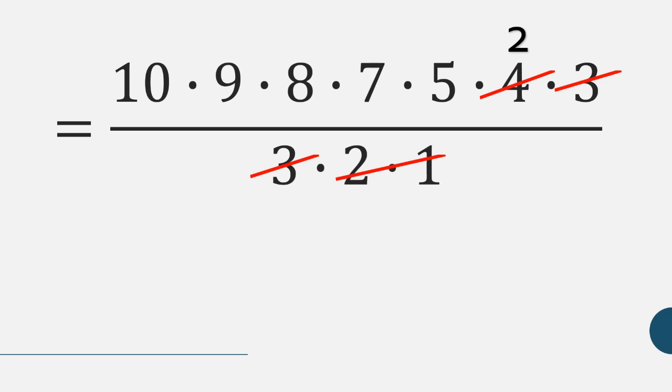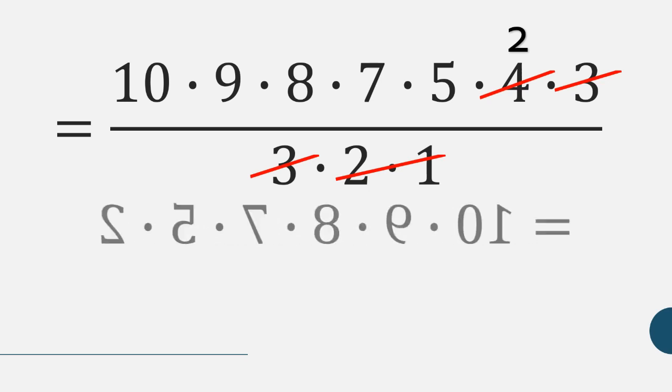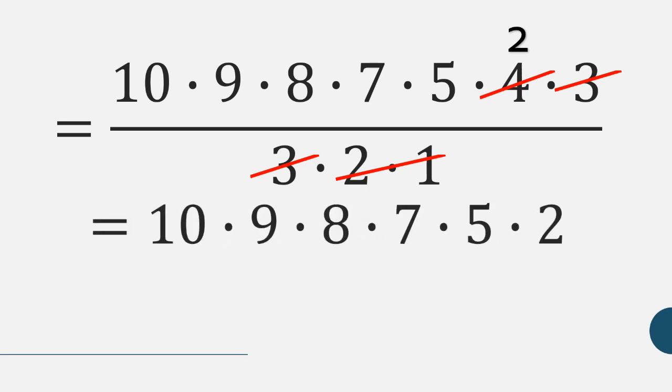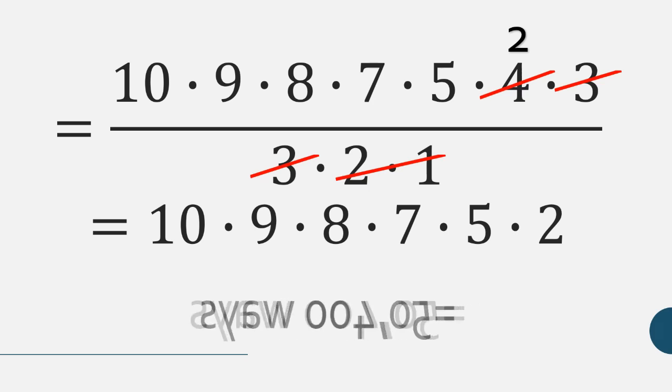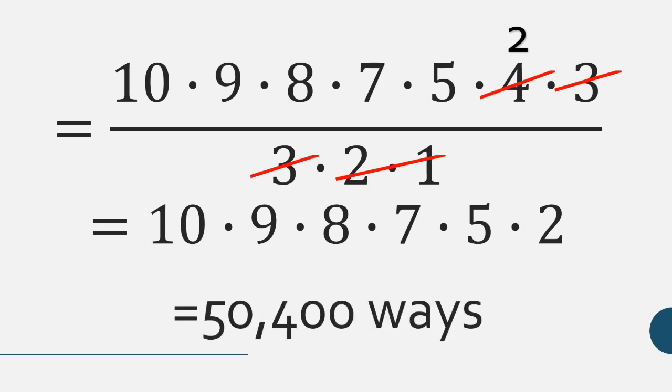In that case, ito na lang ang natira sa atin: 10 times 9 times 8 times 7 times 5 times 2. O diba? Kita nyo, nawalan tayo ng denominator. Yan ang maganda sa pagka-cancel. Sa pagka-cancel kasi, at least nalilimitahan natin or natatanggal natin yung denominator. So hindi na tayo kailangan mag-divide. Puro multiply na lang. And the answer to this problem is 50,400 ways.